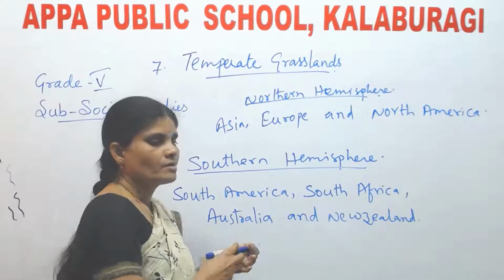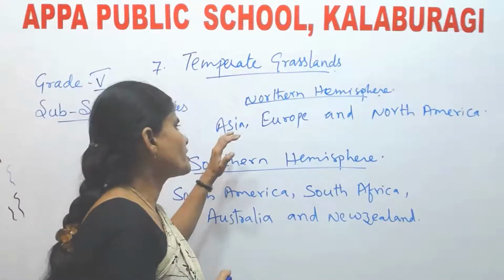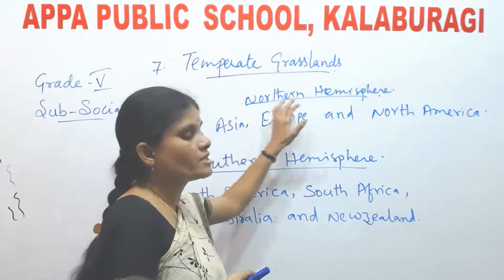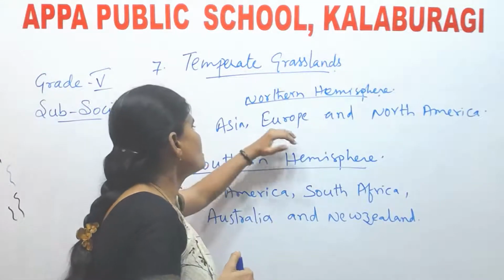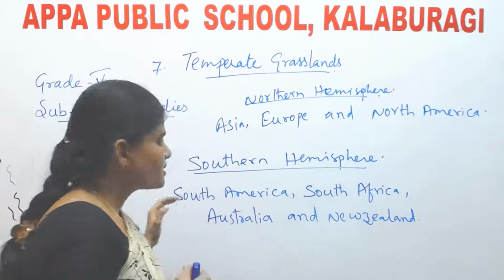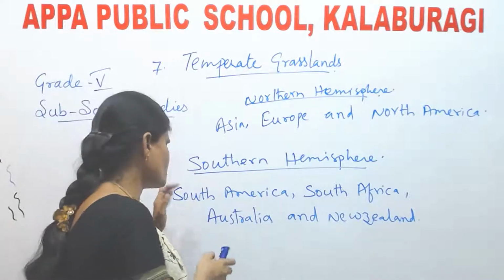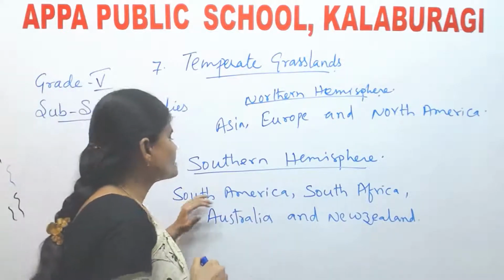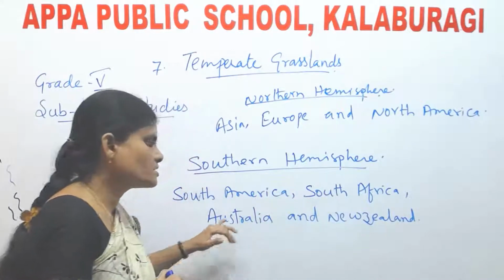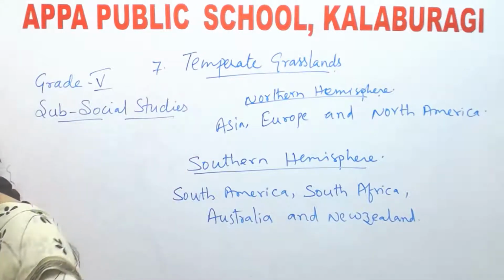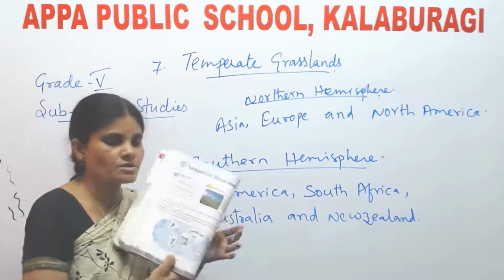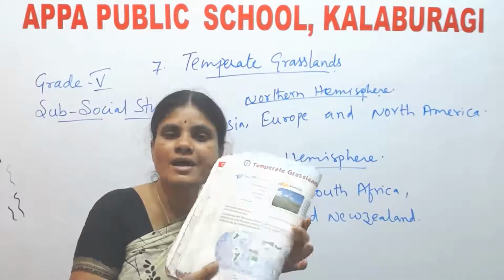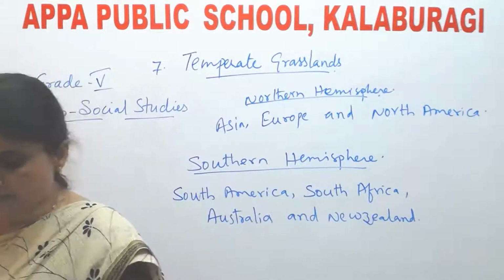The grasslands which are located in northern hemisphere are in Asia, Europe, and North America. Where are the grasslands located in southern hemisphere? They are located in South America, South Africa, Australia, and New Zealand. See here, you can see the picture in your textbook. Here, these are the grasslands.